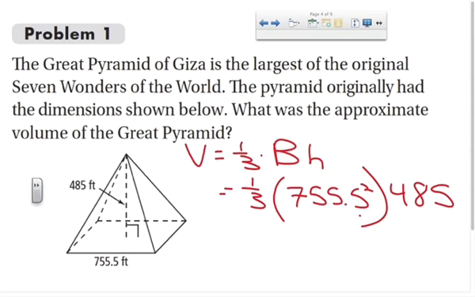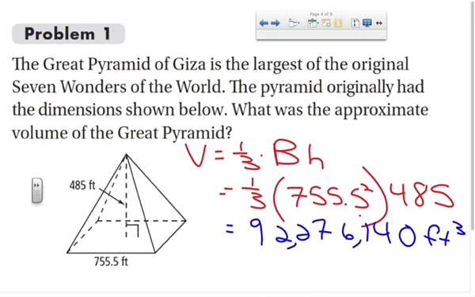All right, 755 times 485 divided by 3. OMG. 9227640. That's about cubic feet.